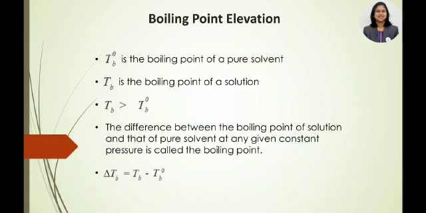So the difference is given by delta TB is equal to TB minus TB0, and we always do the subtraction by subtracting the smaller number from the bigger number. So delta TB is equal to TB minus TB0.